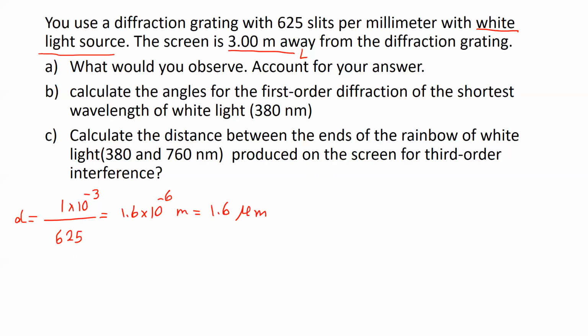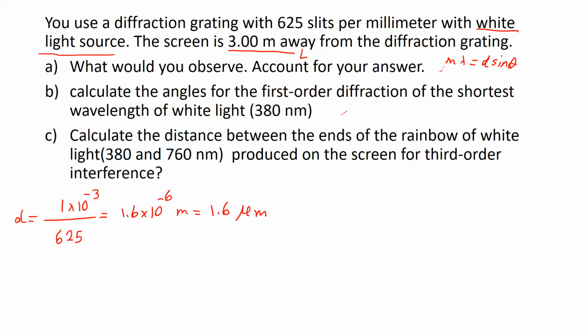Remember, the angle for violet color is smaller than for red color. Why? Because we learned the formula m lambda equals d sine theta, which I explained in my previous video. As a result, when lambda is larger, the angle is larger, and because violet light has a smaller lambda, the theta for violet is smaller. This is about part A.